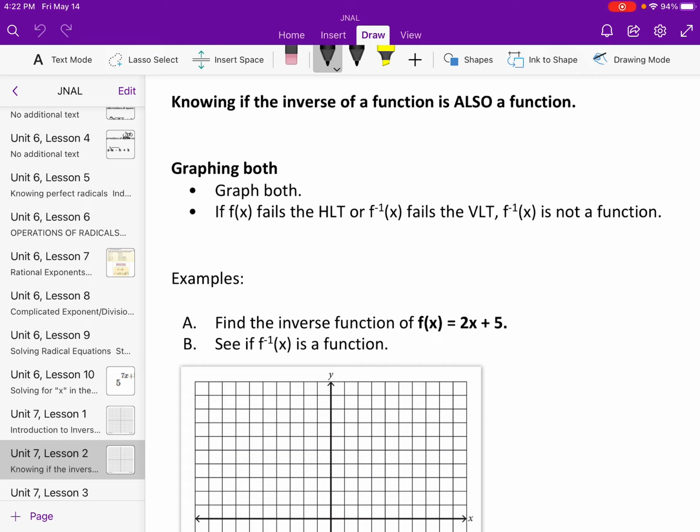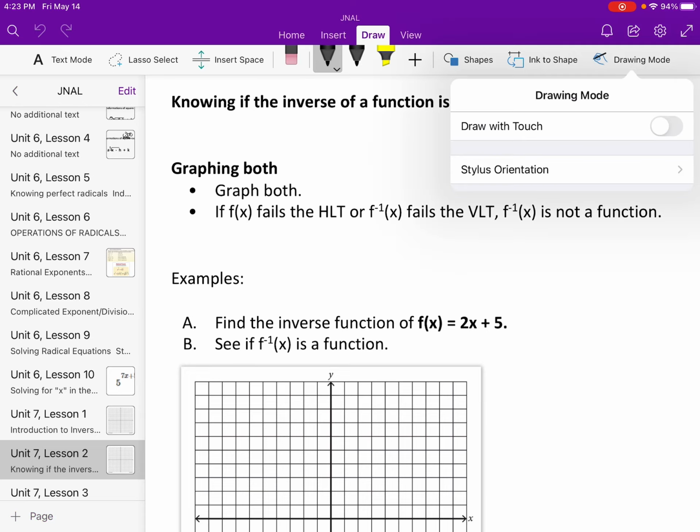We know that they can be inverse relations from the last lesson, but now we need to see if they are both functions. Well, obviously the first one's a function, because you wouldn't be given that if it wasn't a function. So graph both. That's what you need to do.